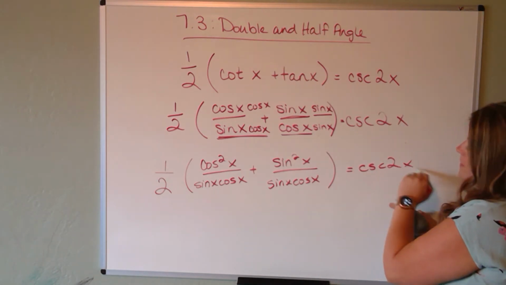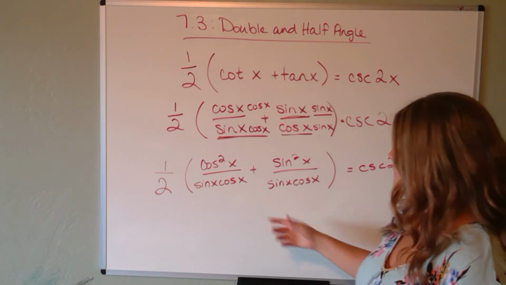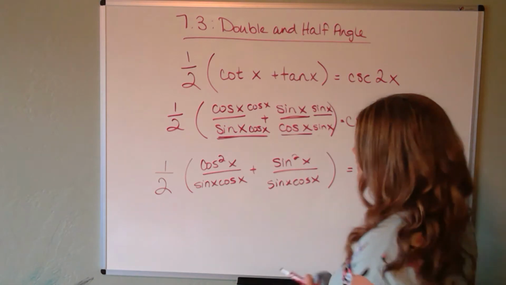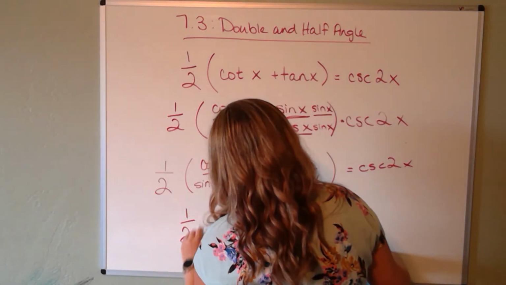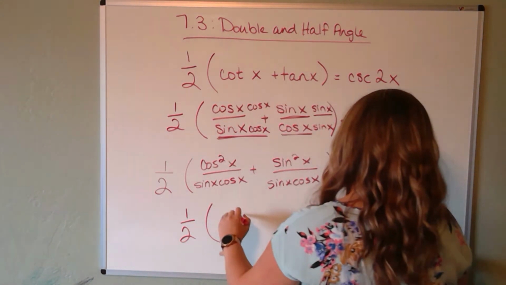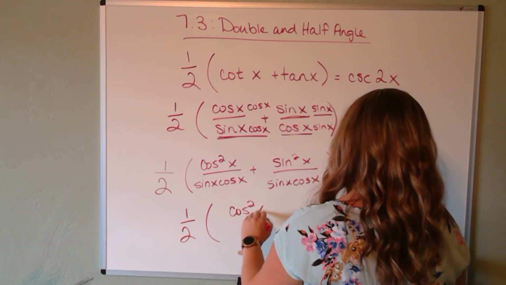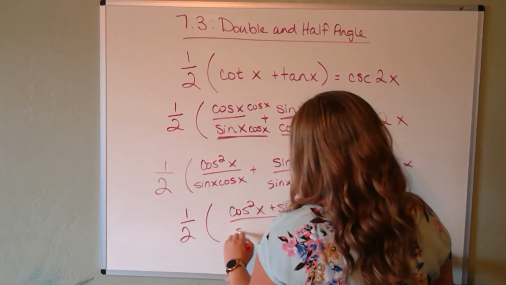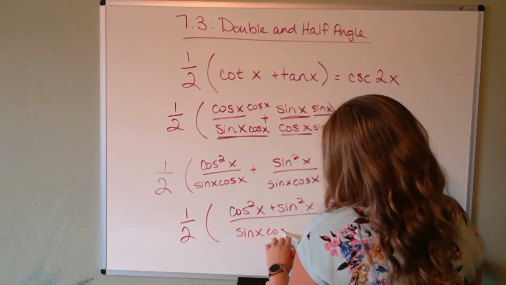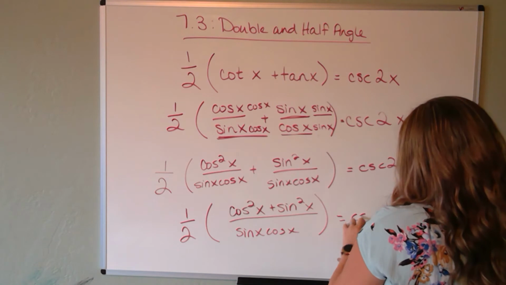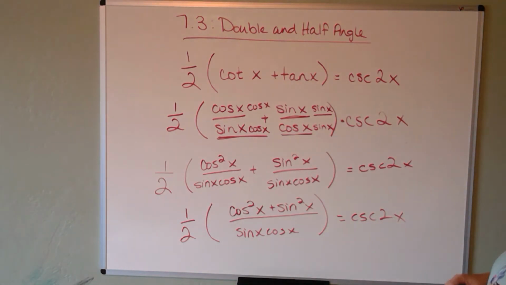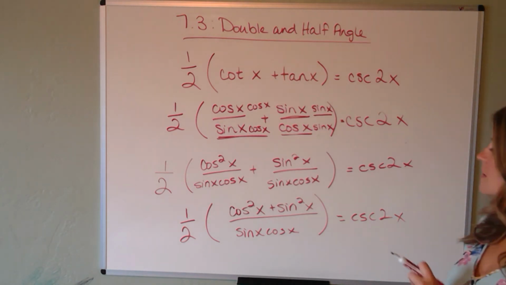Equals cosecant 2x. Okay, now that you have common denominators, you can add the numerators, right? So what's my next line look like? I've got the 1/2. Putting these two fractions together, I have cosine squared plus sine squared over sine x cosine x. Hopefully you see it starting to form here. Okay, so I am here. I need to do some erasing to get to my next step.